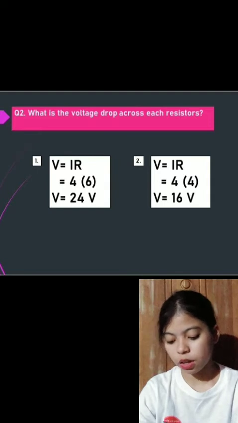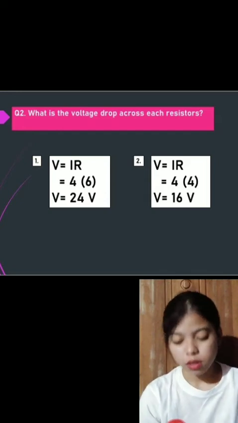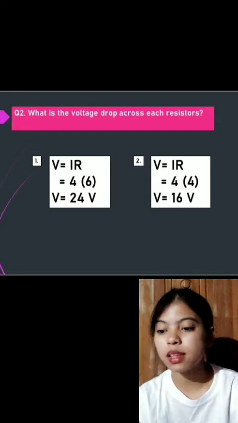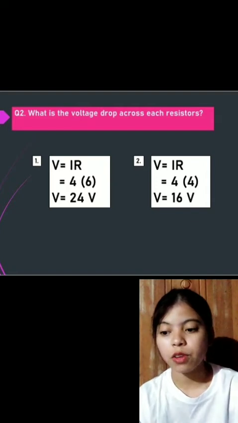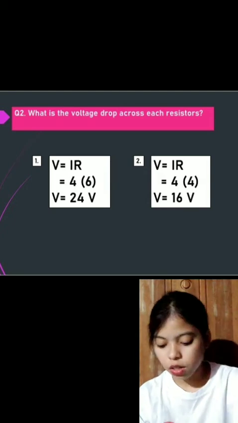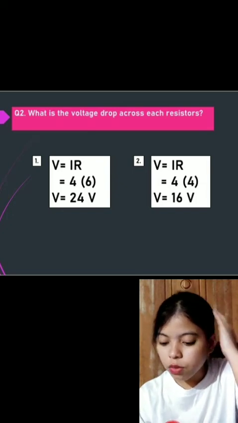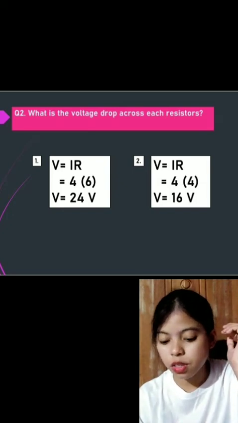Now what about the second resistor, which is the 4 ohms? We use the same equation, which is V equals I times R equals 4 times 4, so we will get 16 volts. So we have 24 volts across the 6 ohm resistor, then 16 volts across the 4 ohm resistor.